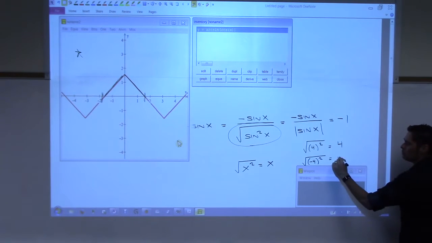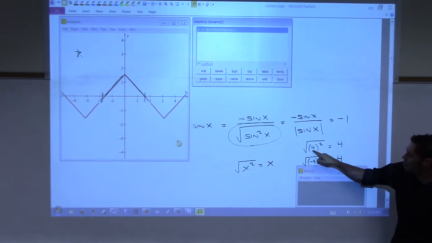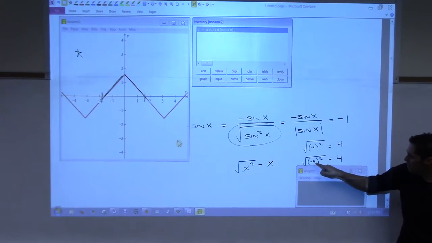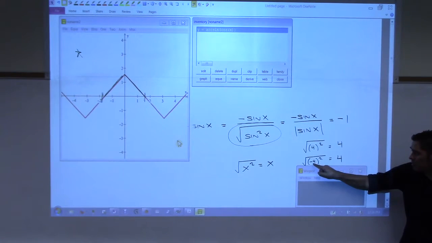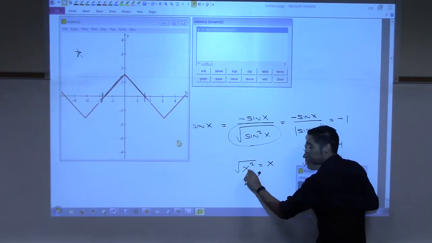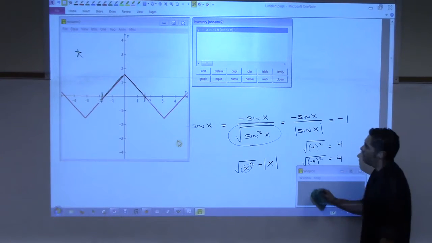Still 4? Agreed? So look, if this is x, x squared square root, the answer was x, right? But here, if this is x, x squared square root was not x, was it? It was actually that, but positive. So technically speaking, if you allow x to be both positive and negative numbers, it's the absolute value of whatever was right here. And that's what happened right here.